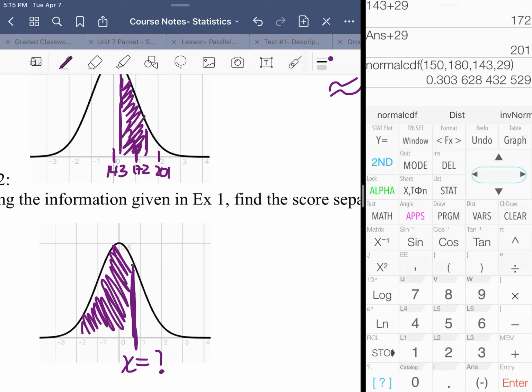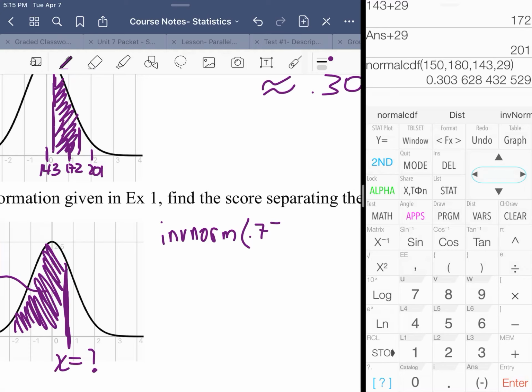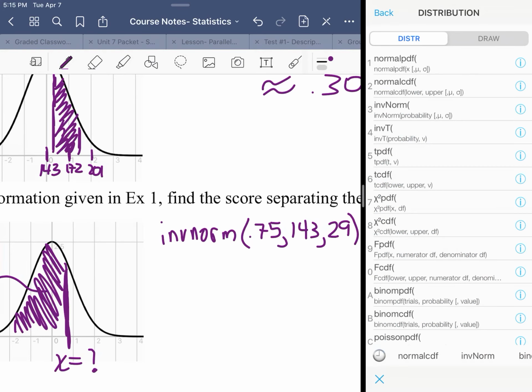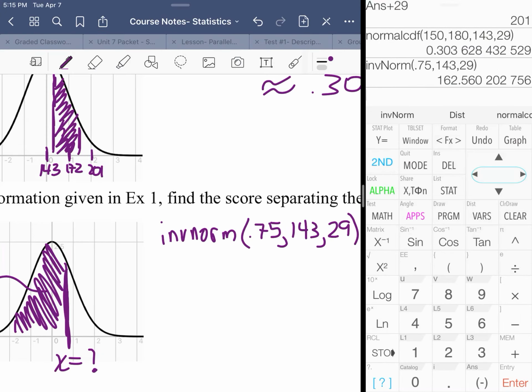This time I'm looking for an x value, but it's still related to 75, so inverse norm, 0.75, the mean of 143, standard deviation of 29. So second, vars, option 3, 0.75, 143, and 29. So we're looking at about 162.56.